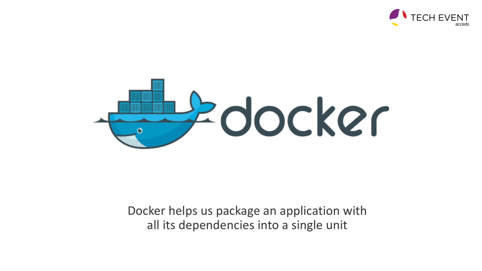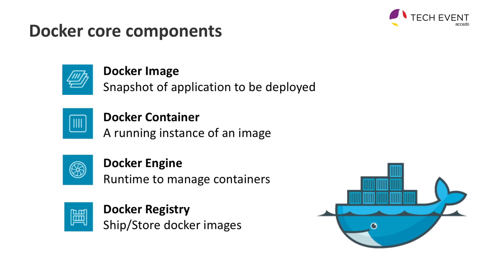So let's look at the core components of Docker. There are 4 core components. First is the Docker image, which is basically a snapshot of your application which will be deployed as a container. Then the Docker container, which is a running instance of the image you created in the first place. Docker engine is a runtime to run and manage your containers. You can do different operations with the engine, like start, stop, or all kinds of operations related to containers. And last is the Docker registry, which helps you ship your Docker images to either a public repo or a private Docker repo if you have one.